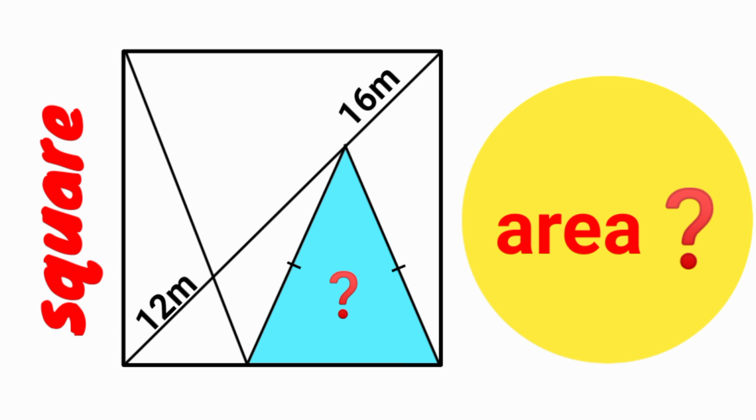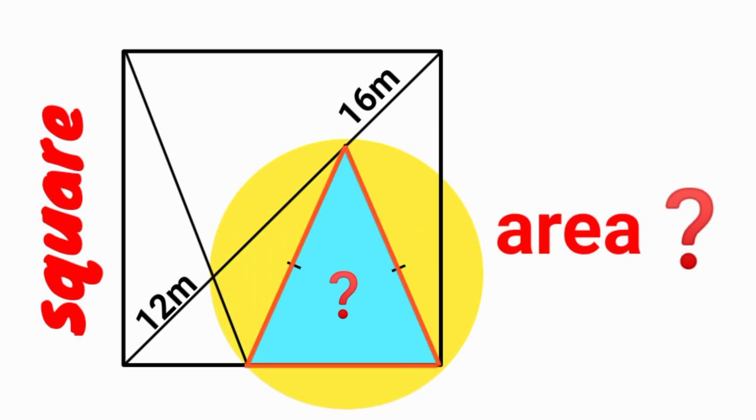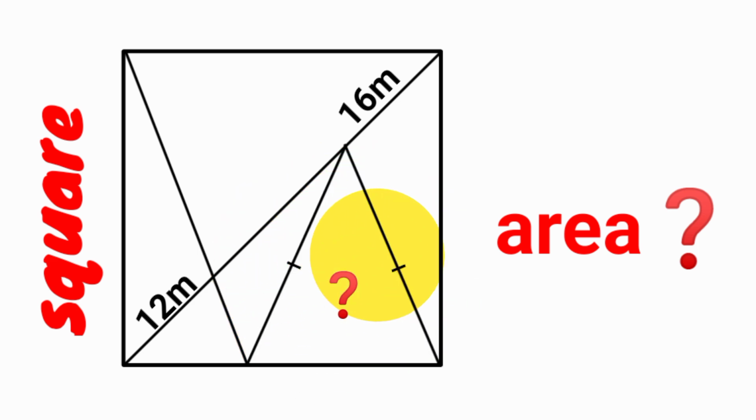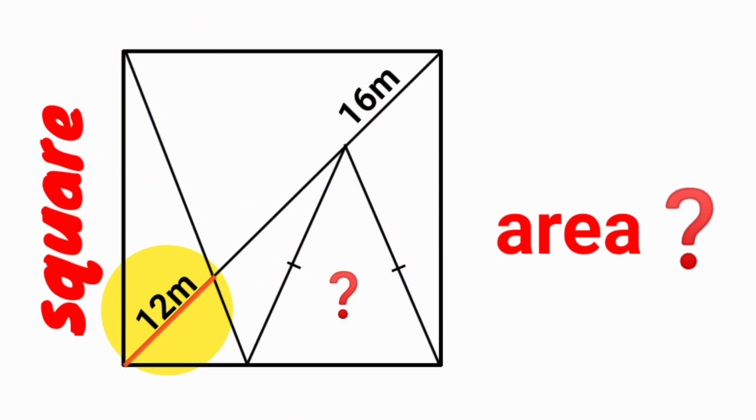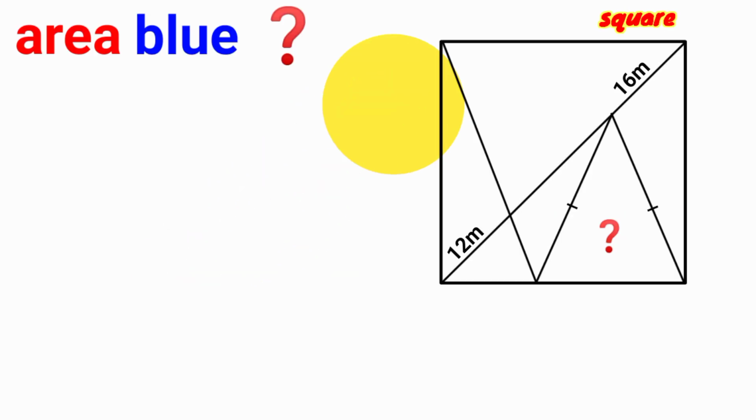We are to calculate the area of this blue triangle. We can see this side and this side are congruent. This quadrilateral is a square-shaped quadrilateral. We have the length of this segment to be 12 meters and this is 16 meters in length. So how can we solve this?